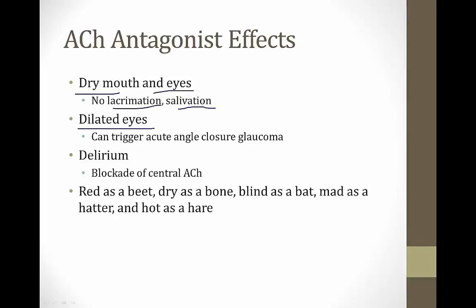You would see dilated pupils if acetylcholine receptors get blocked, and blockade of acetylcholine receptors can trigger acute angle closure glaucoma by dilating the pupil and other effects on the eyes. You would see delirium because of blockade of brain acetylcholine systems. Some people remember this through the saying, red as a beet, dry as a bone, blind as a bat, mad as a hatter, and hot as a hare. Those are all the symptoms of blockade of the acetylcholine system.